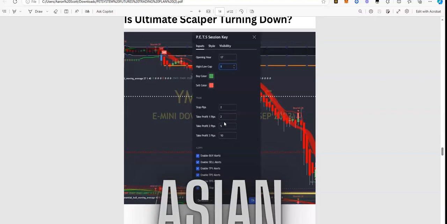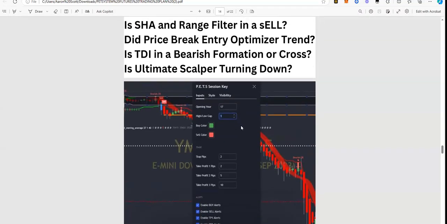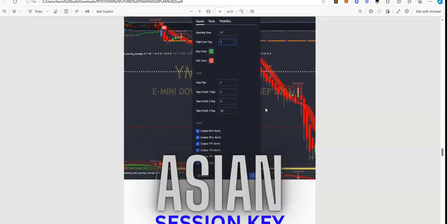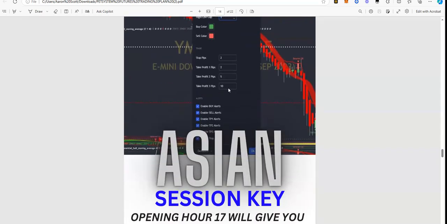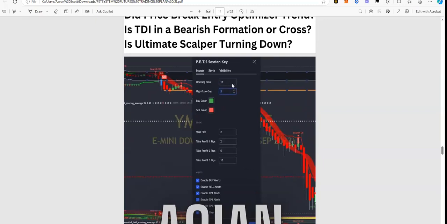In this actual trading plan, you also have your settings. I'm going to update this as we update the tools. But these settings all depend on the opening hour. You can change it for the session key, which will change the zone. We're going to get to that in a minute.